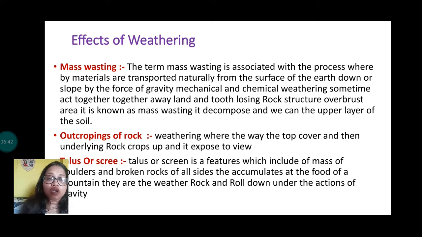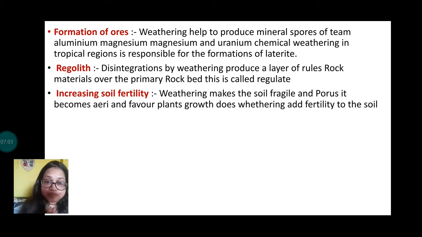Talus or scree also happens due to weathering. Talus or scree is a type of feature that includes boulders and broken rock from all sides, accumulated at the foot of the mountain. They are weathered rock that rolls down under the action of gravity. So these are known as talus or scree.